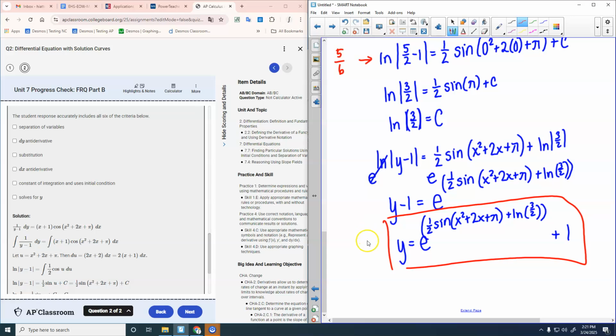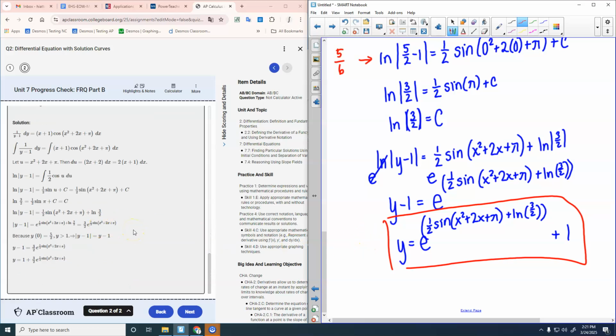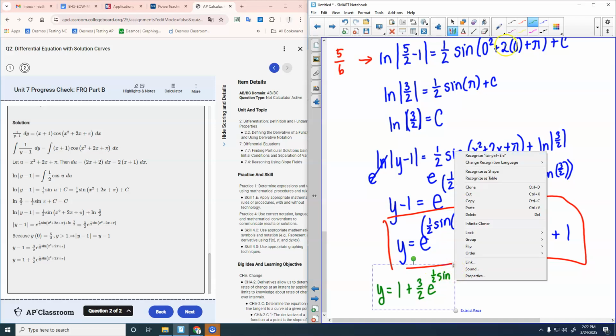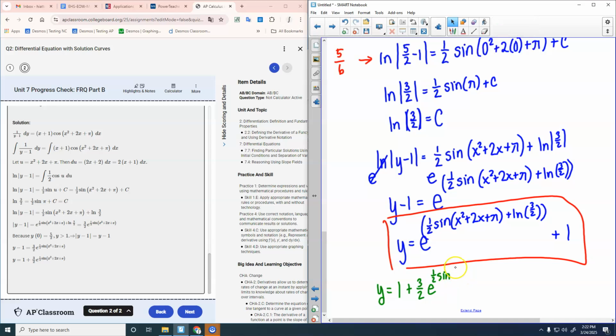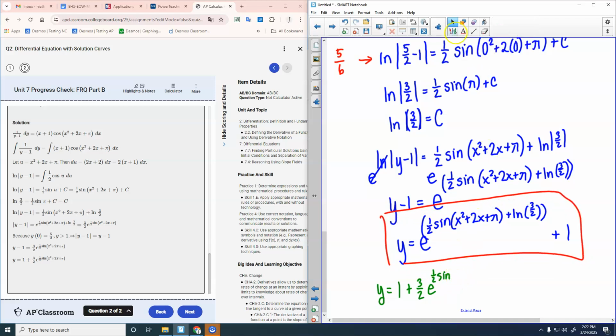They do not. They give the answer as y equals 1 plus 3 halves e to the 1/2 sine of x squared plus 2x plus pi.